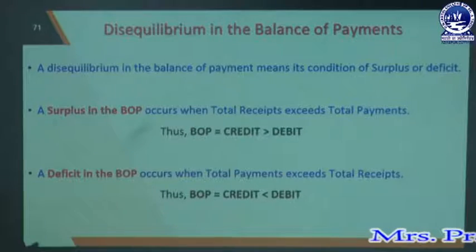So what is surplus balance of payment? Surplus balance of payment means all the receipt items of the balance of payment are more than all the payment items, or the credit side is more than the debit side. When the credit side is more than the debit side, that is known as surplus balance of payment.